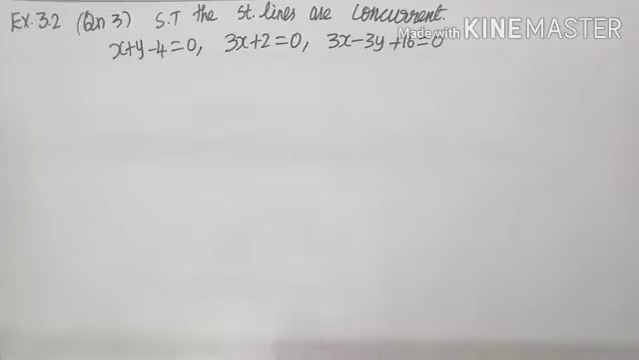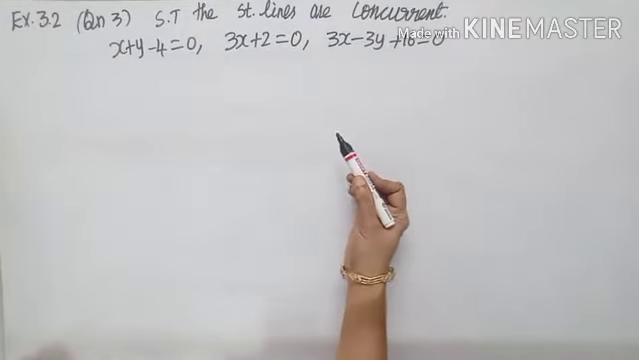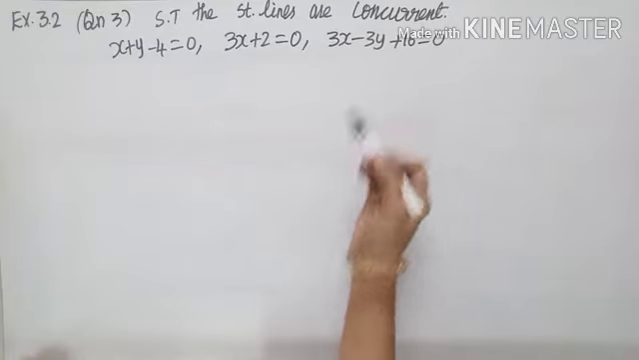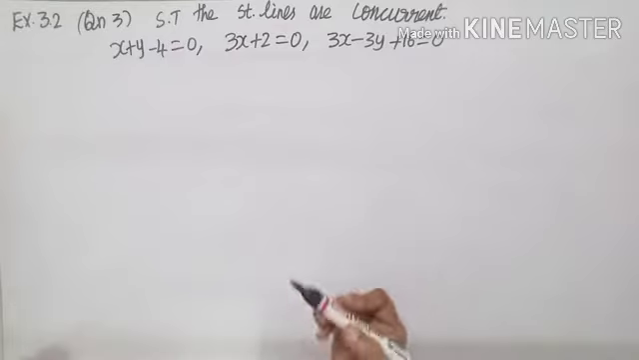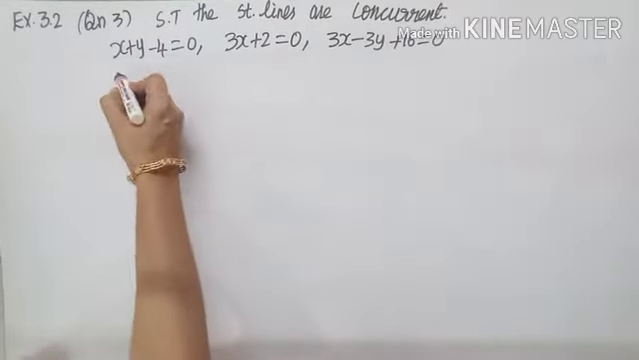Question number 3. Show that the straight lines are concurrent. Concurrent, we need to find the determinant. If the determinant equals 0, we can declare the lines are concurrent. So first step, write the lines one below the other.